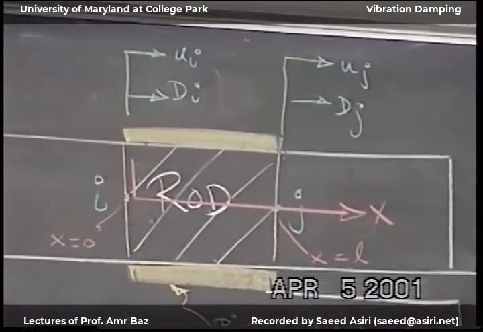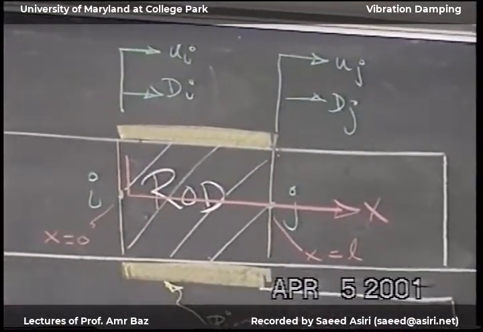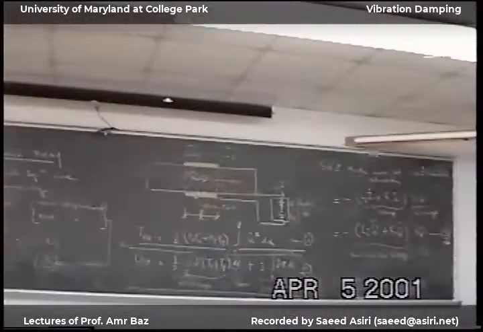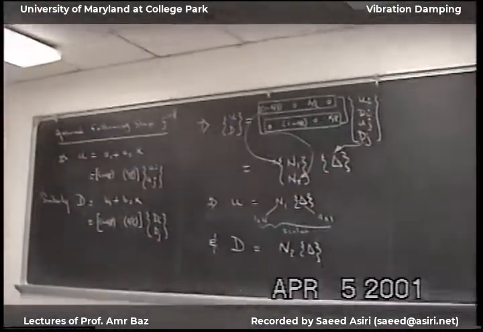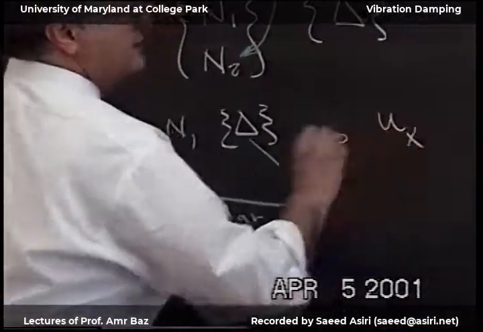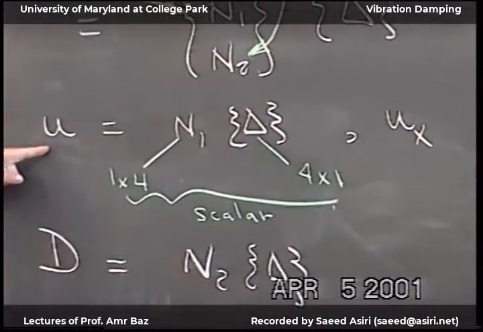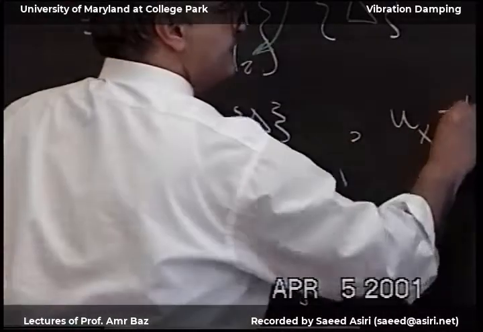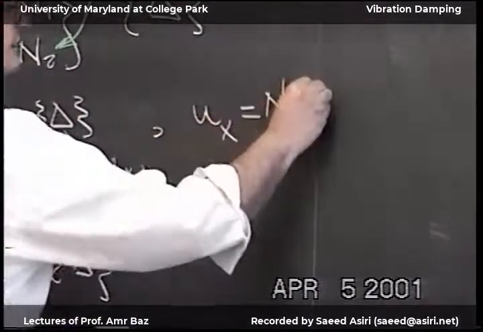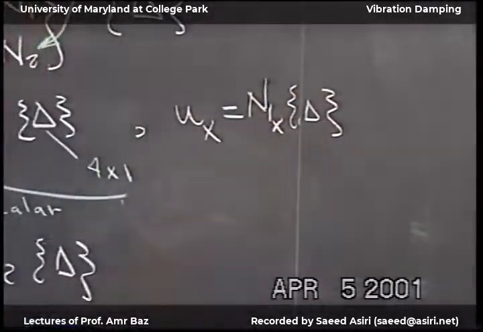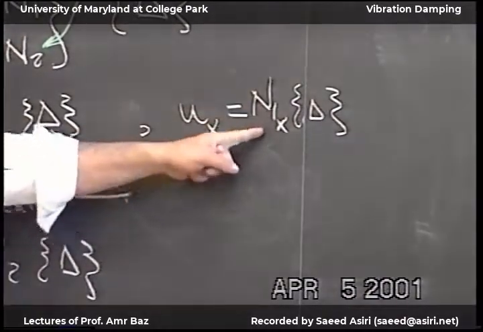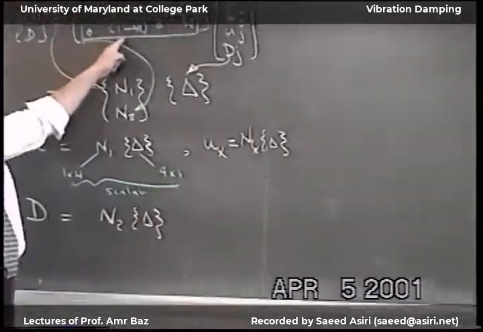And then similarly, I can write down the electric displacement as N2 and delta. Of course, from here, then the strain, partial u by partial x, will equal partial N1 by partial x and delta. N1 is a function of x, and N2 also is a function of x.